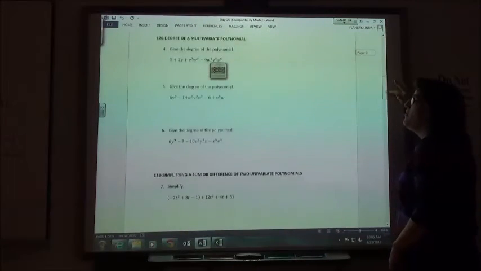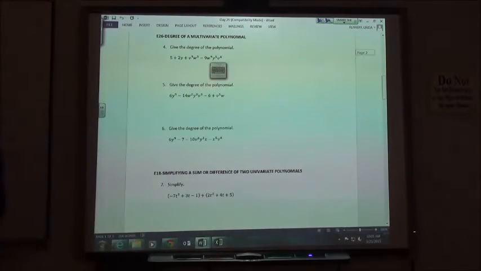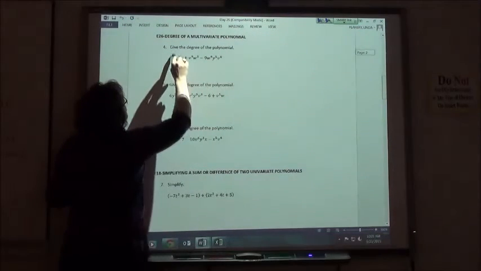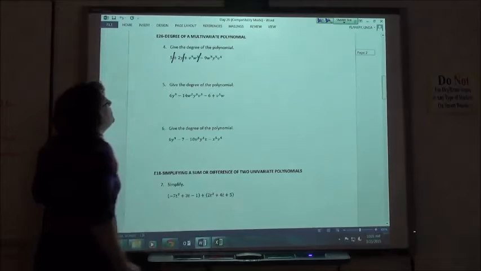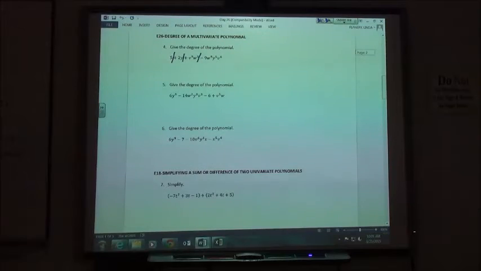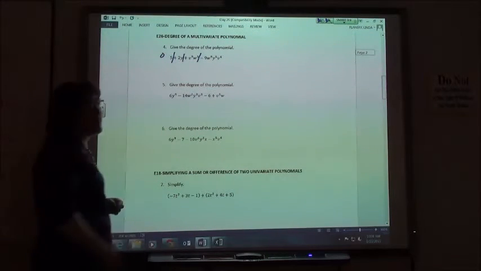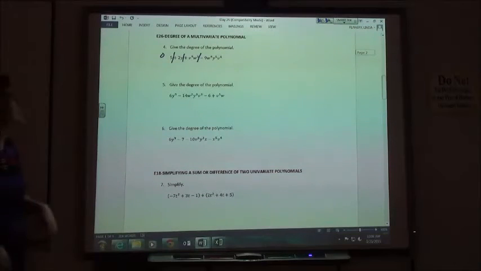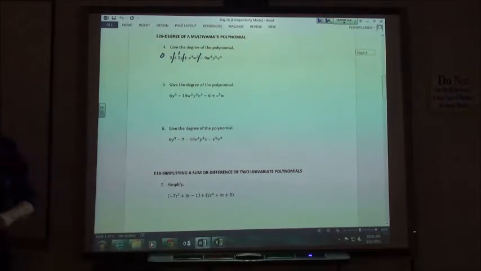Now, when you have a multivariate polynomial, which just means you've got more than one variable, you have to find the degree of each term by adding the exponents on the variables. So here, if I separate these into terms, the 5 is a term, the plus 2y is a term, the positive v to the 9th w to the 3rd is a term, and the negative 9w to the 9th y to the 5th v to the 4th is all one term. Your terms are separated by the plus or minus signs. A constant term that doesn't have any variables has a degree of 0 because there are no exponents on any variables. The term 2y is y to the 1st power, so it has a degree of 1.